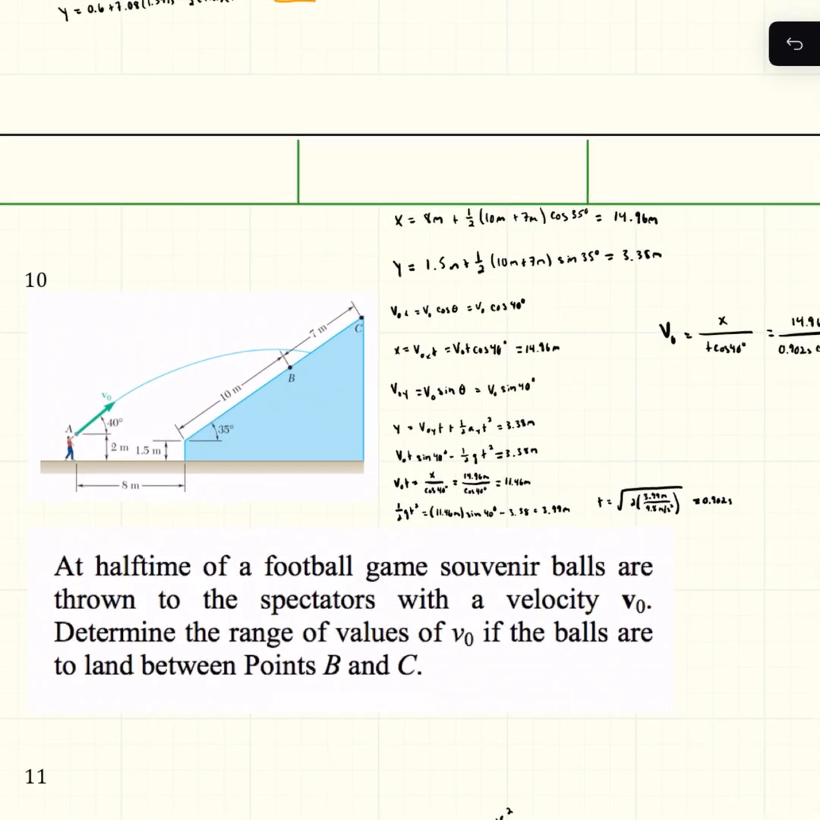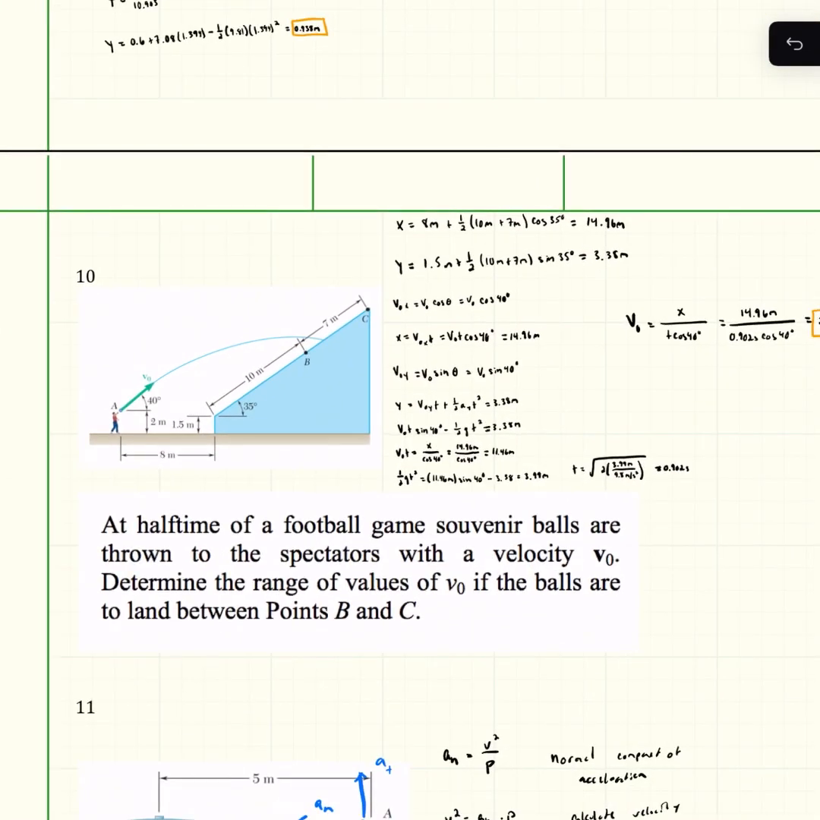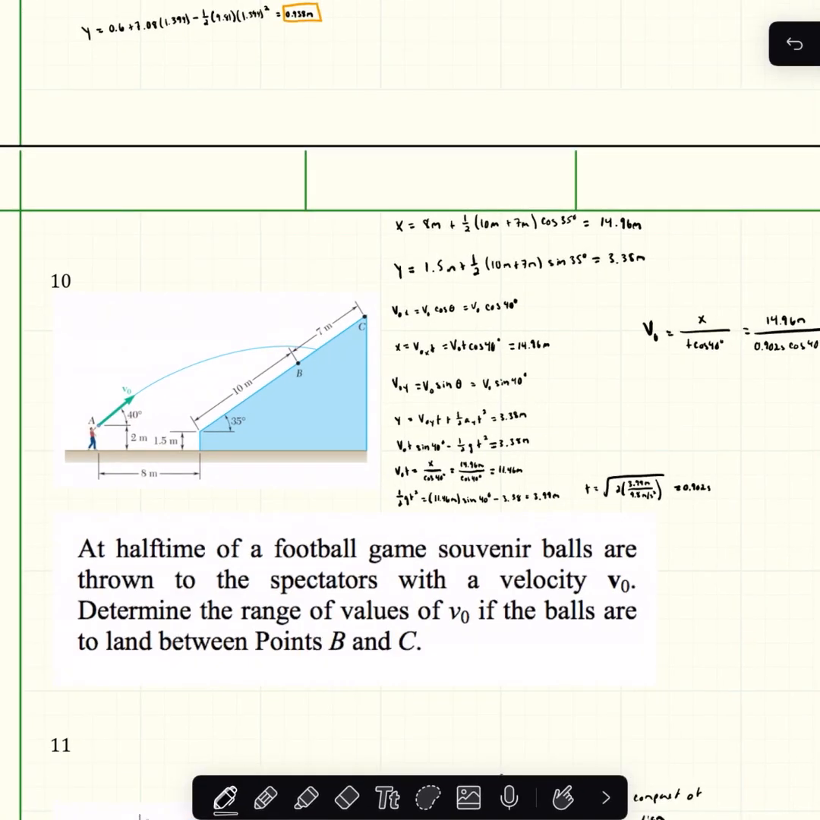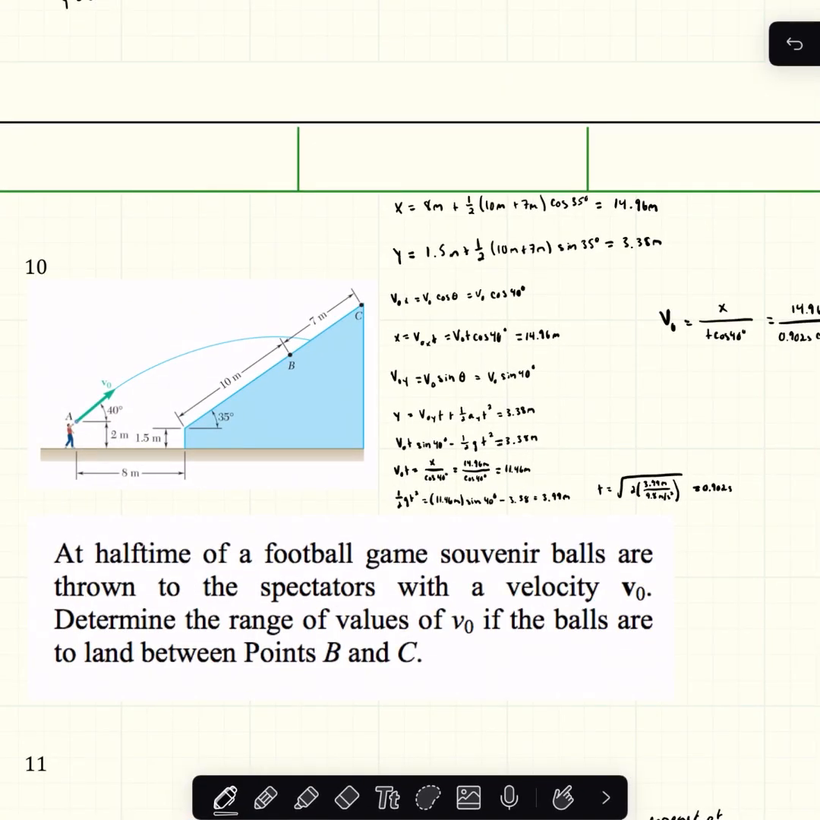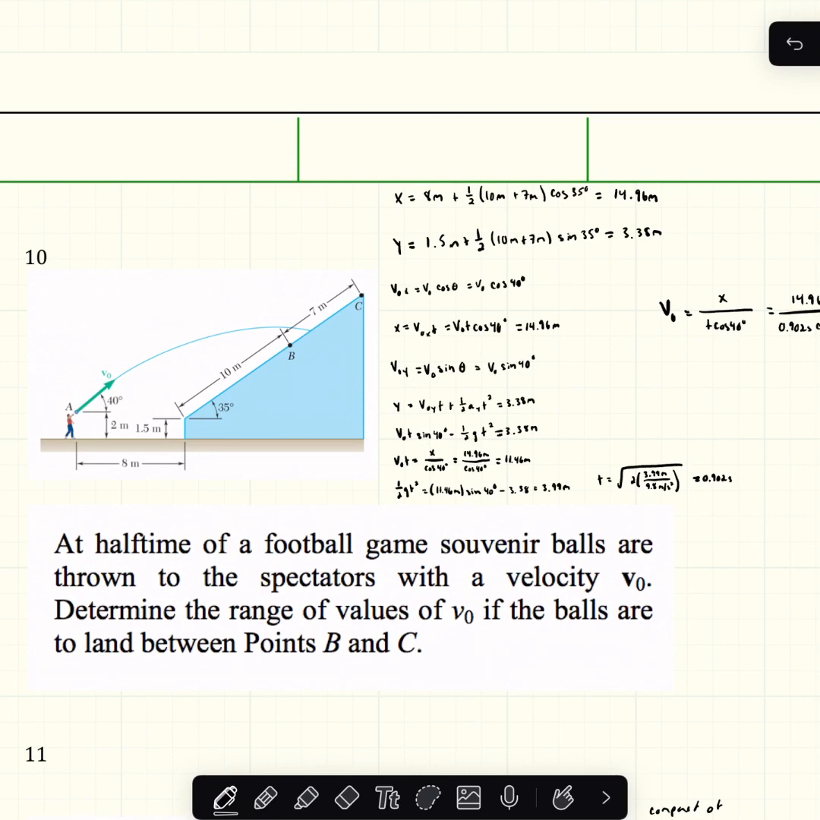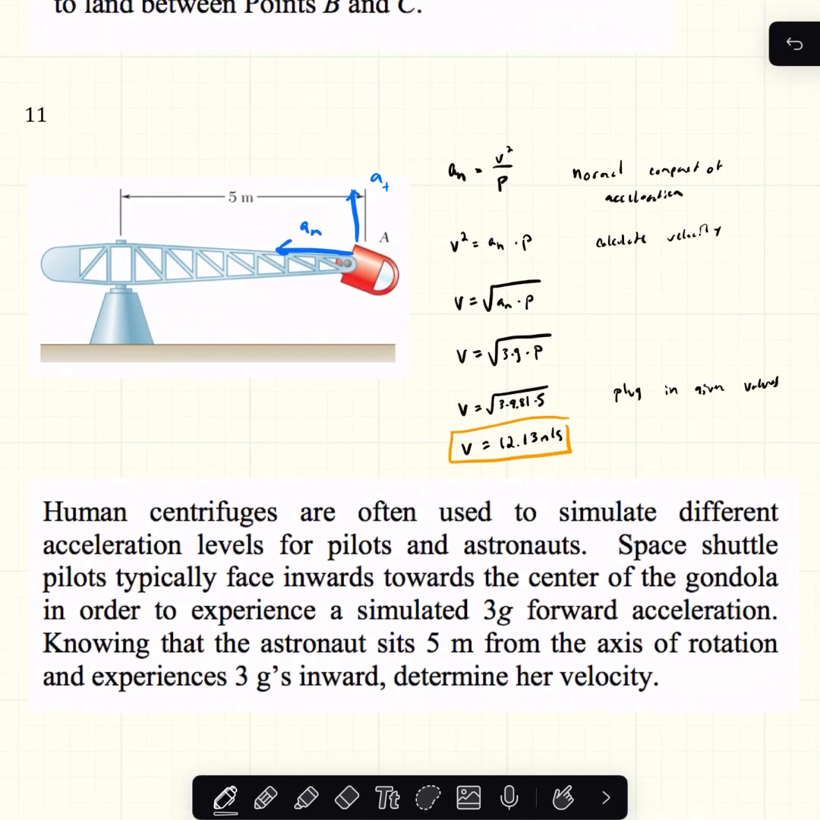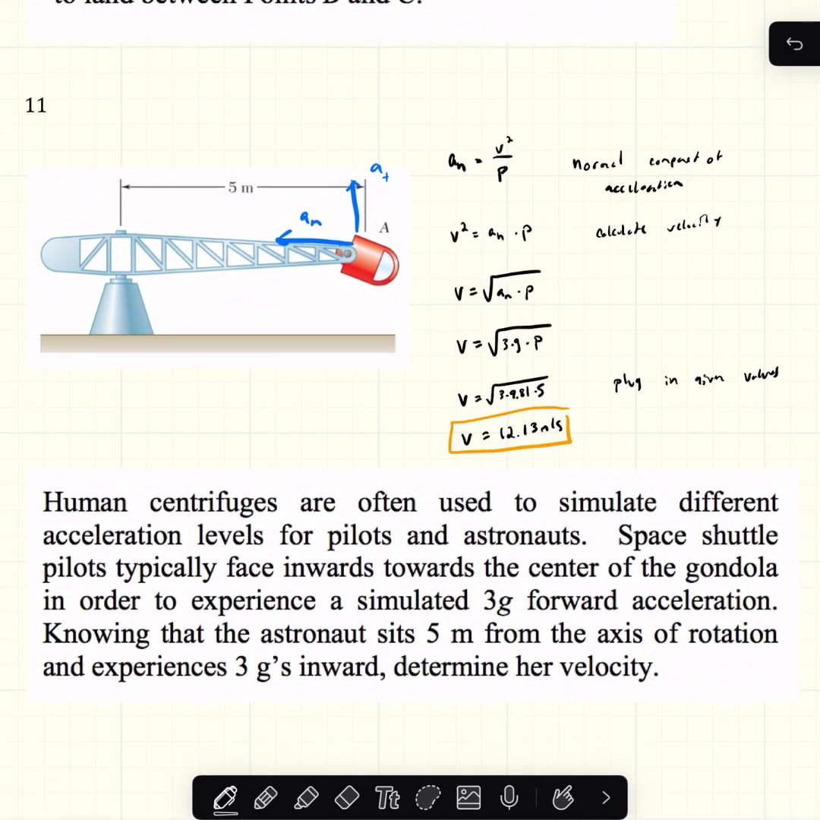For this one, you use what you're given to find the velocity, the position, and the velocity in the x and the y, and the position in the x and the y, to be able to find what you're needed. For this one, you need to use the normal component of acceleration to calculate velocity, and then plug in the given values to get the velocity.